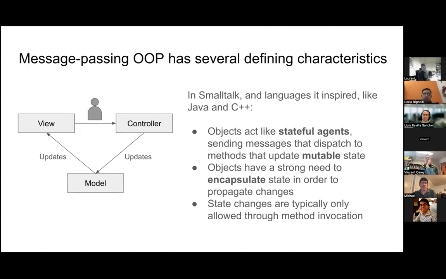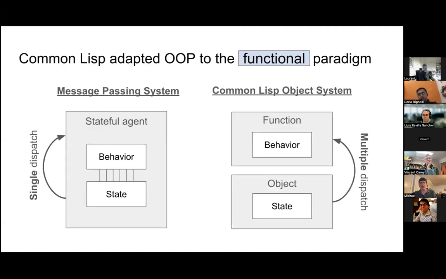And so in this paradigm, you have objects that act like stateful agents. They need to encapsulate their state because changes to the state need to be propagated appropriately. And so they have a fairly different approach from what we call our functional paradigm, which was introduced by CLOS, or the Common Lisp Object System.